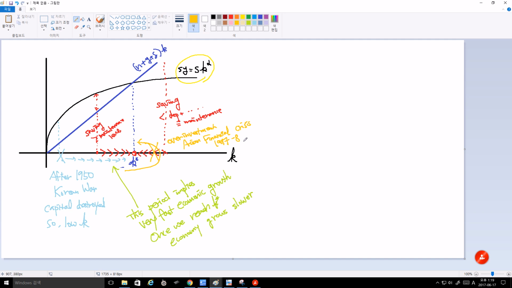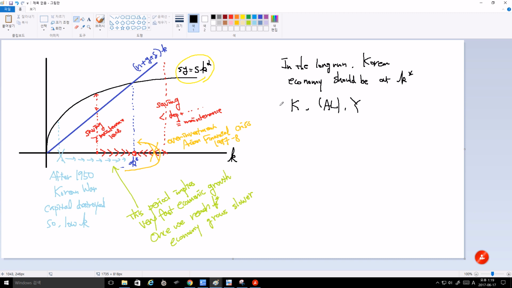And that was one cause of the Asian financial crisis. And now maybe the Korean economy is at K star. So in the long run, the Korean economy should be at K star, which means that K, AL and Y all grow at n plus g, right? All grow at n plus g. Moreover, per capita GDP, Y over L, grows at g.